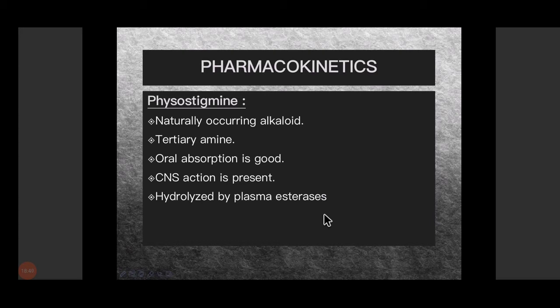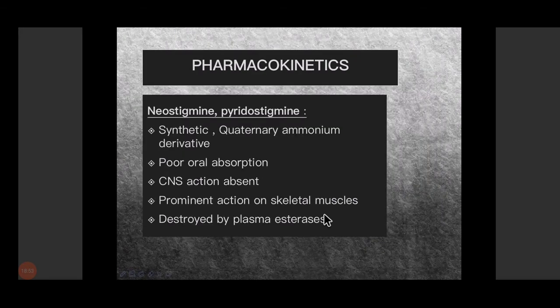So they can decompose physostigmine. Then you have neostigmine and pyridostigmine. These are synthetic quaternary ammonium compounds, polar compounds. Of course, their action will be different. Oral absorption is poor, CNS action is not present, and therefore their action is predominantly on skeletal muscle. They are also destroyed by plasma esterases.